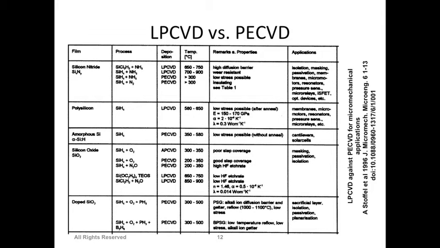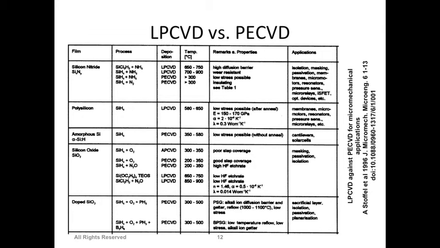If I ask you which process is a high temperature process, you should know. Which process normally deposits high quality film, you should know. Which process has higher deposition rates, you should know. And which is that, by the way? Which process has high deposition rate, LPCVD or PECVD?